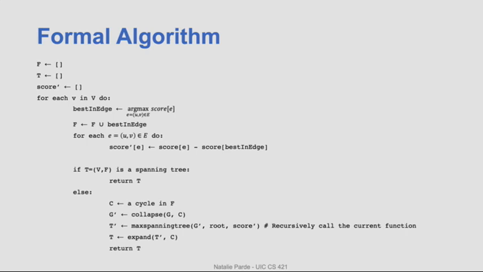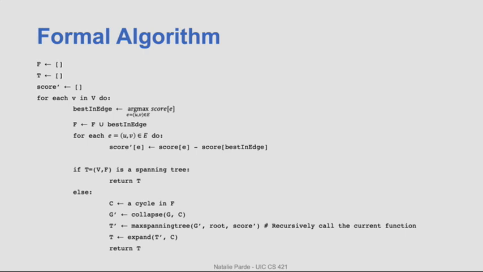For each of these incoming edges for the vertex, we then adjust their scores by subtracting the best incoming edge score. At this point, we check to see if T is a spanning tree, and if it is, we go ahead and return it. Otherwise, we move onward and collapse one of the cycles. We then recursively call our maximum spanning tree algorithm on the updated graph.